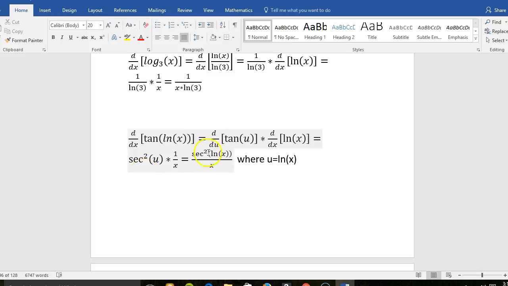And so d by du of tan u is secant squared u times the derivative with respect to x of ln x, which is 1 over x. But hey, remember, we have to replace u with what it is, so we throw ln x back in the secant squared, so we got the secant squared of ln x over x.